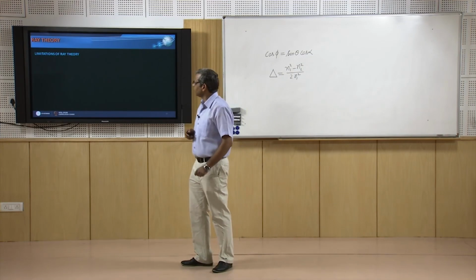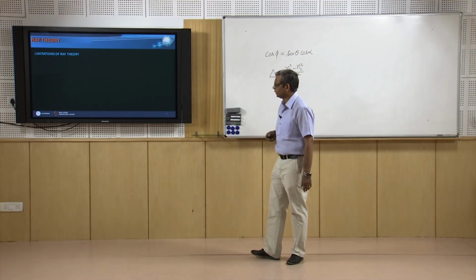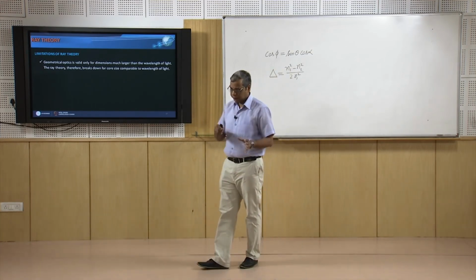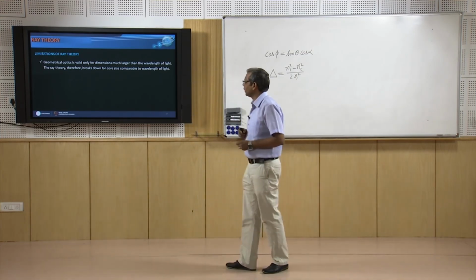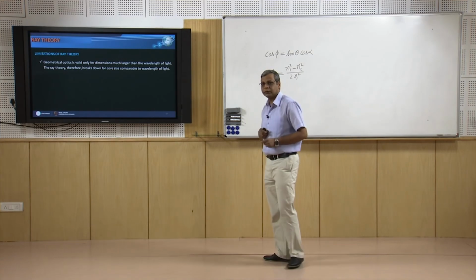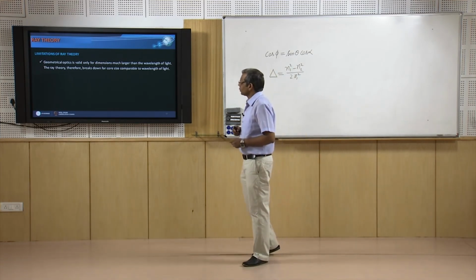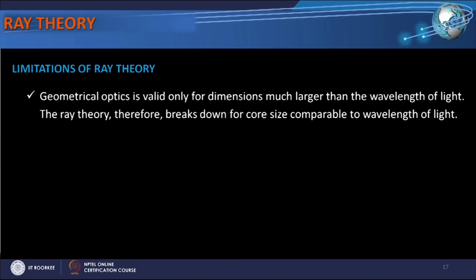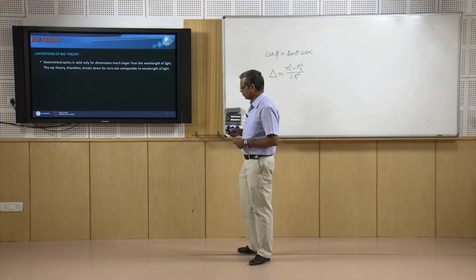Now let us look at the limitations of ray theory. What are the limitations of ray theory? Well, ray theory is basically geometrical optics, and geometrical optics is valid only for dimensions which are much larger than the wavelength of light. So, ray theory breaks down when we consider fiber whose core is of the order of, or comparable to, the wavelength of light.